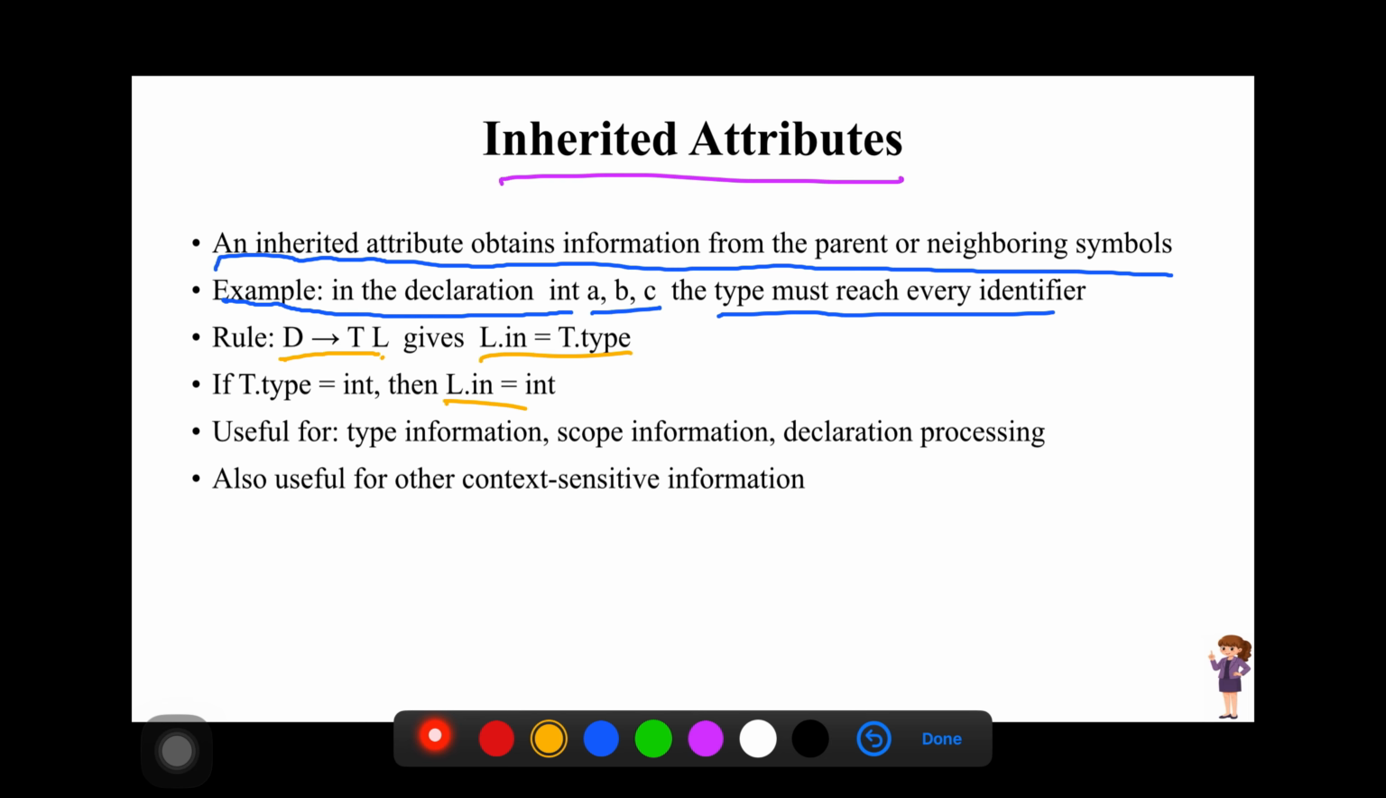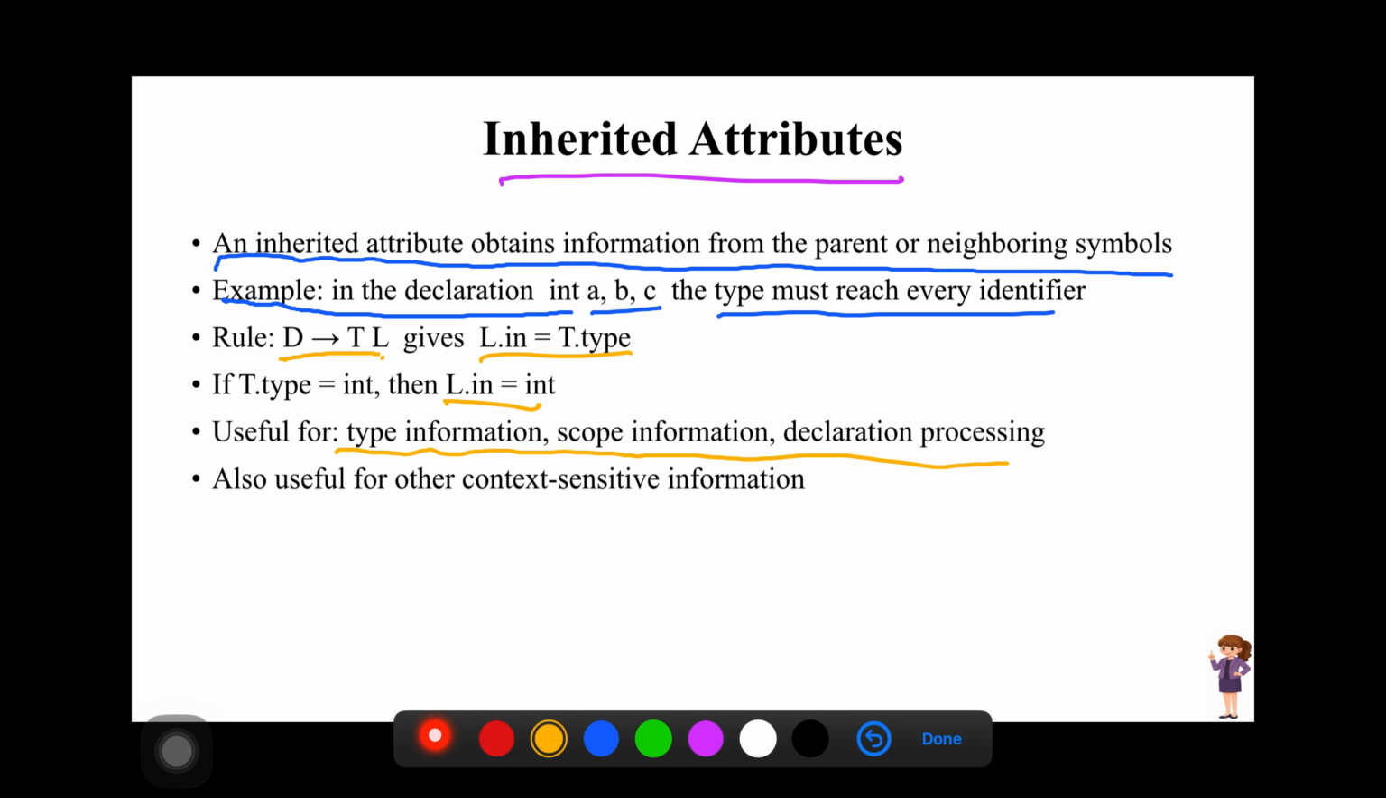Inherited attributes are useful when information needs to be passed from the parent or from an earlier part of the syntax. They are useful for type information, scope information, and declaration processing, and also for other context-sensitive information. I hope you guys understood. Let's move on to the next slide.